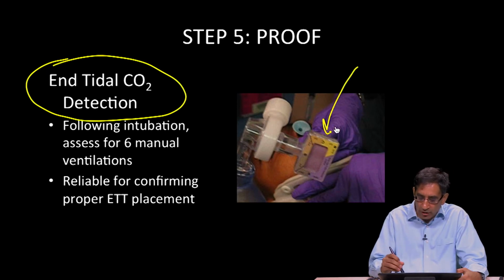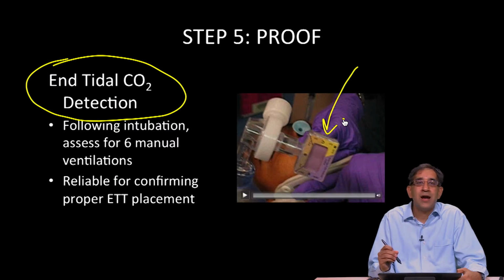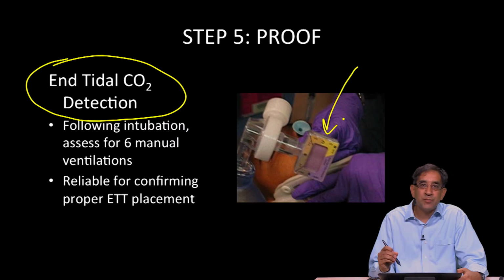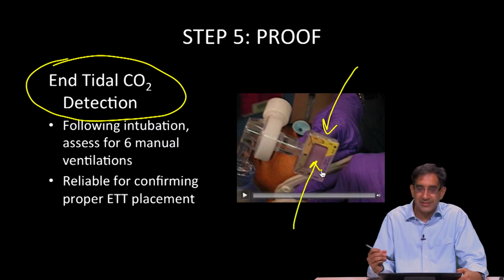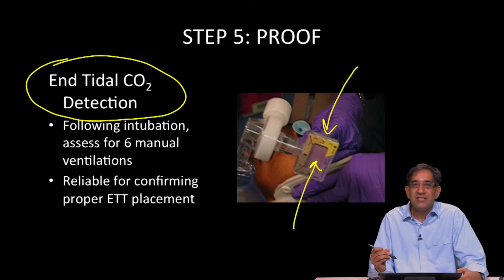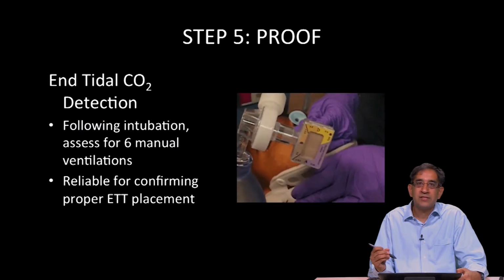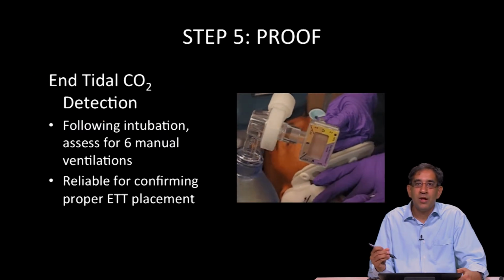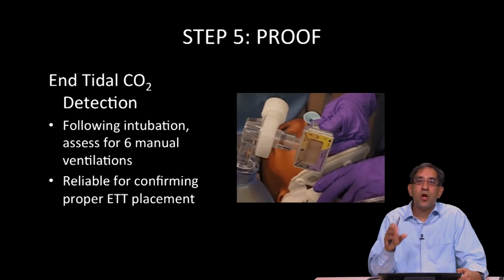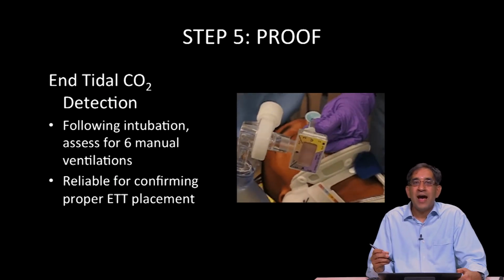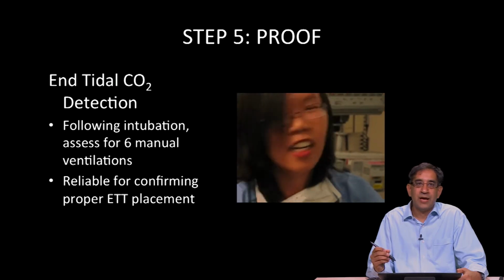This is a colorimetric end-tidal carbon dioxide detector. And so we attach it between the endotracheal tube and the bag mask device and assess for color change. You'll see color change here in a second between purple and yellow for 6 manual ventilations. If you see this color change for 6 manual ventilations, it's very reliable for confirming proper endotracheal tube placement. So let's take a look. You see the color changing from purple to yellow with each bagging of the patient. That highly suggests that the tube is in the right location.